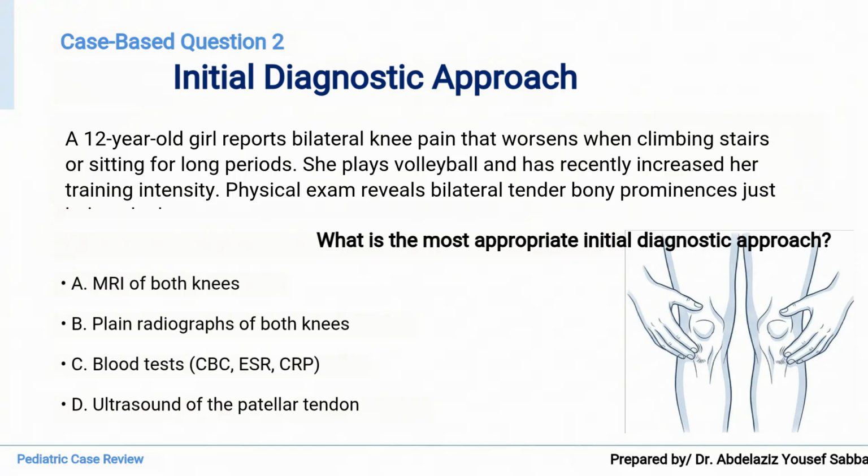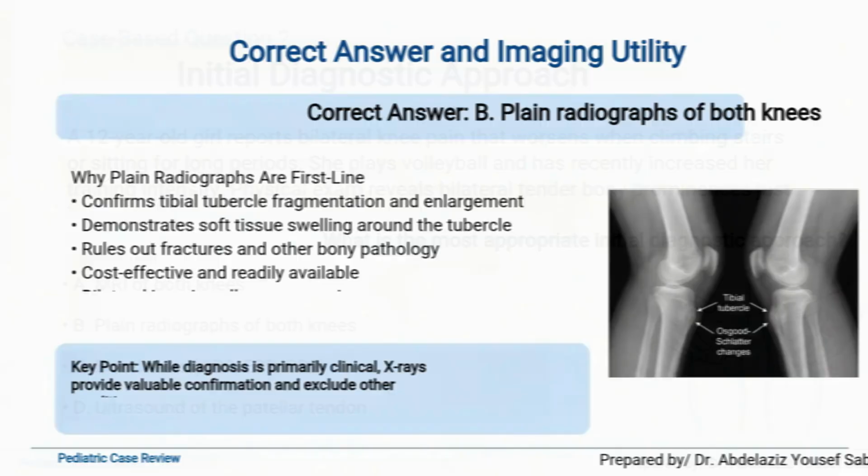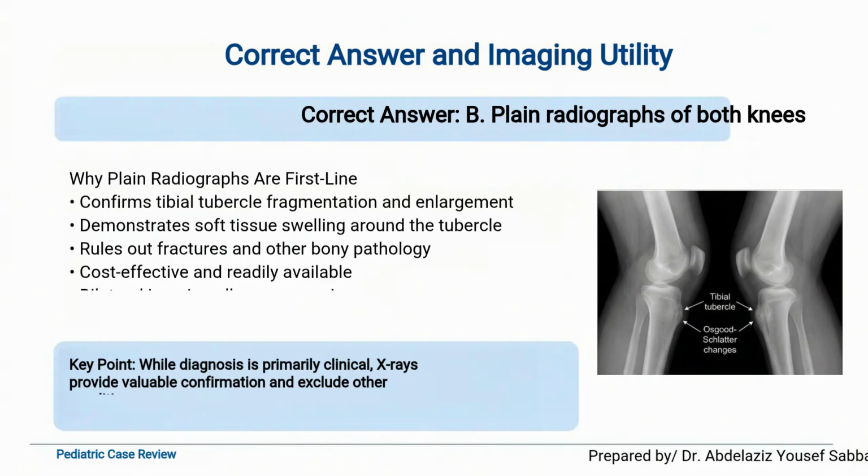Option A, magnetic resonance imaging of both knees. Option B, plain radiographs of both knees. Option C, blood tests including complete blood count, erythrocyte sedimentation rate, and C-reactive protein. Option D, ultrasound of the patellar tendon. The correct answer is option B, plain radiographs of both knees.